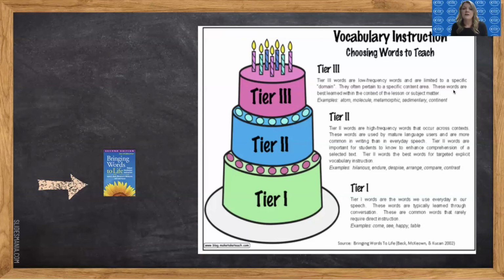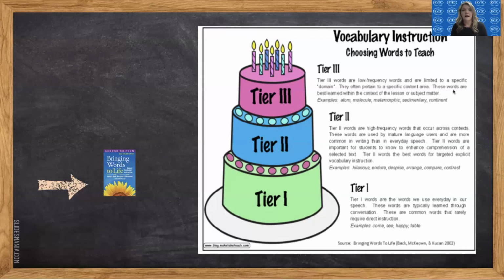Then that moves to tier 3 words. Tier 3 words are categorized as low frequency, and what that means is it's limited to that specific domain. For example, in science class, the word, like I used earlier, photosynthesis. You're probably not going to hear that word unless you are in science class or talking about something related to science. It's not going to be in everyday conversation.